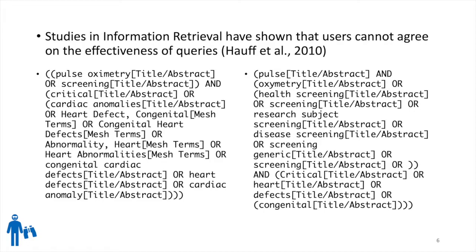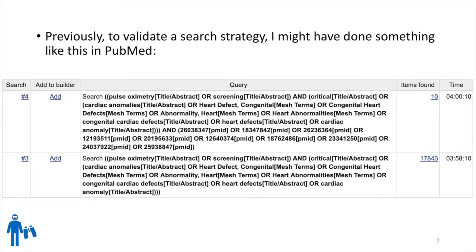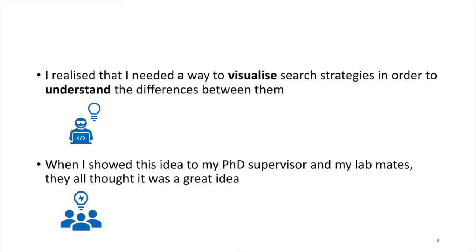Likely, you can only make decisions using your gut feeling and experience in the domain. However, studies in information retrieval have shown that users cannot agree on the effectiveness of queries. And likely, this is the way that you would have validated the two search strategies to compare them to each other. The bottom search strategy is the original, with how many studies are retrieved, and the top search strategy is the same, but with 10 seed study IDs added for validation.